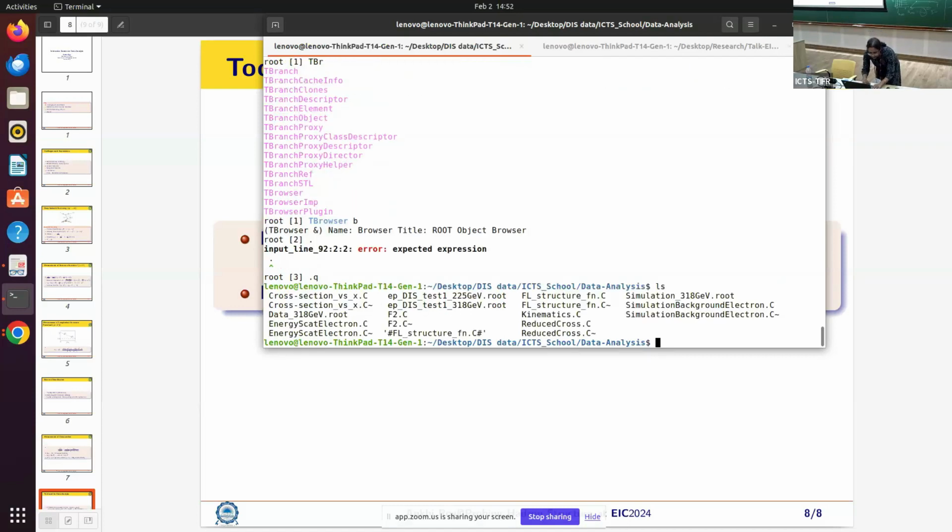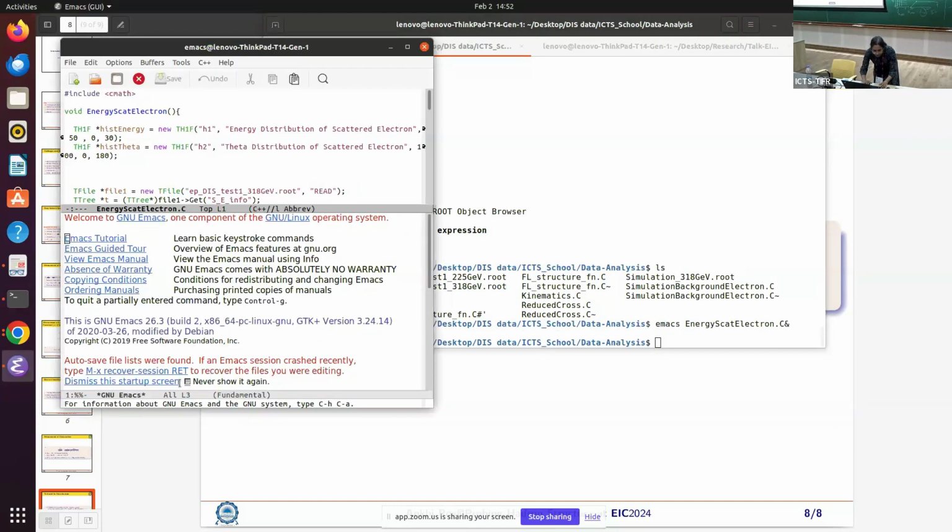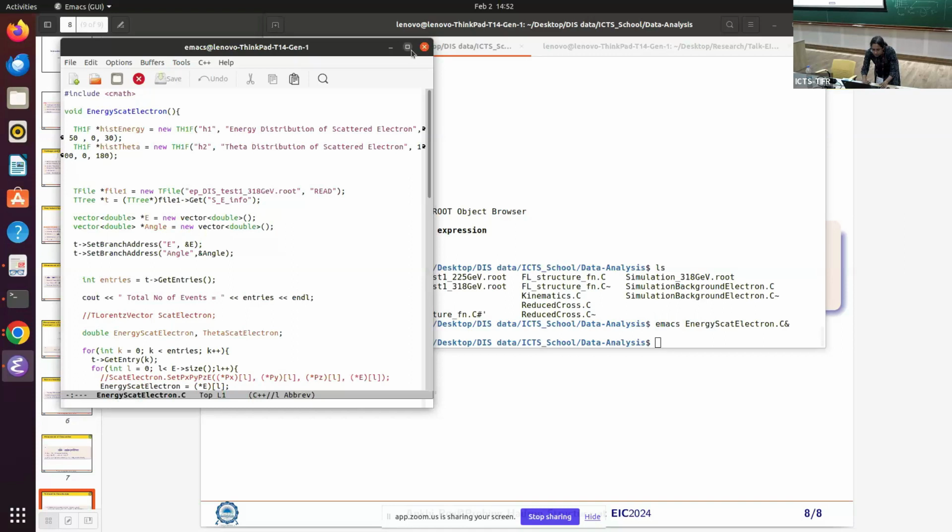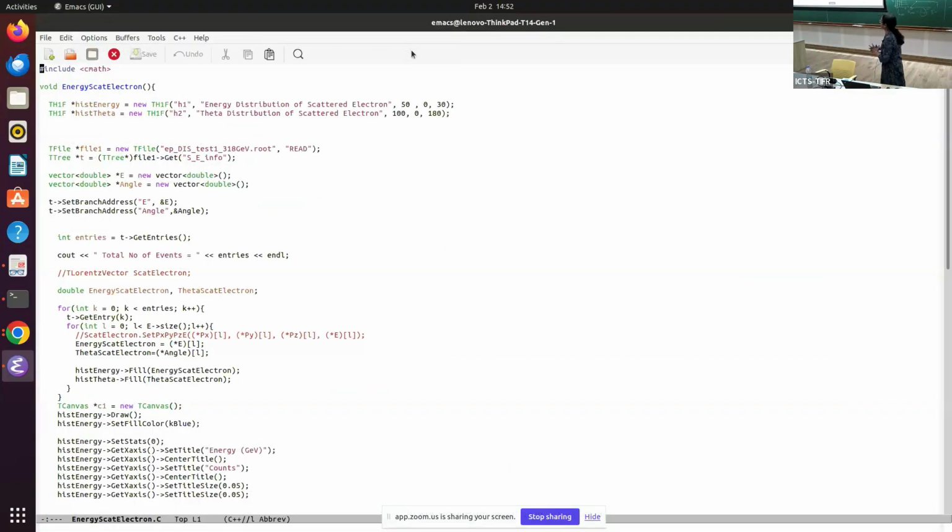Now, I'll request you to open that energy scat electron.c file. Open that file, and you can use any editor, whatever you want. So this is my first file, where I will take that root file as an input. If you see here, is it visible? Can you see this file, or should I make it bigger?